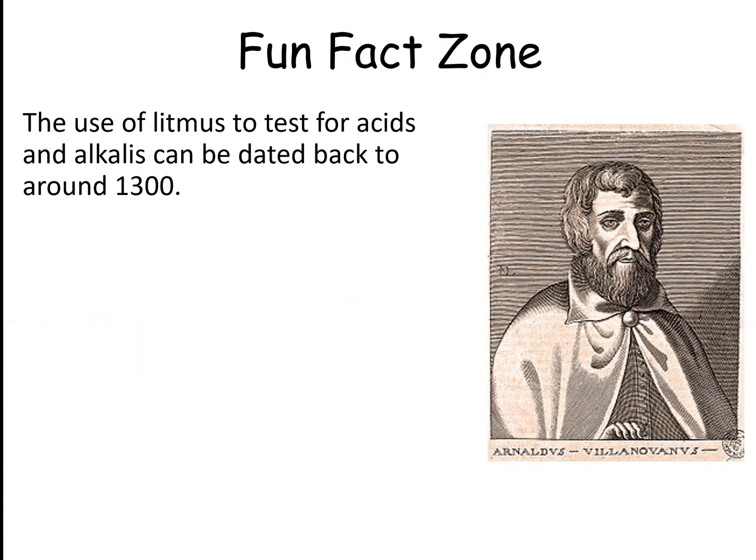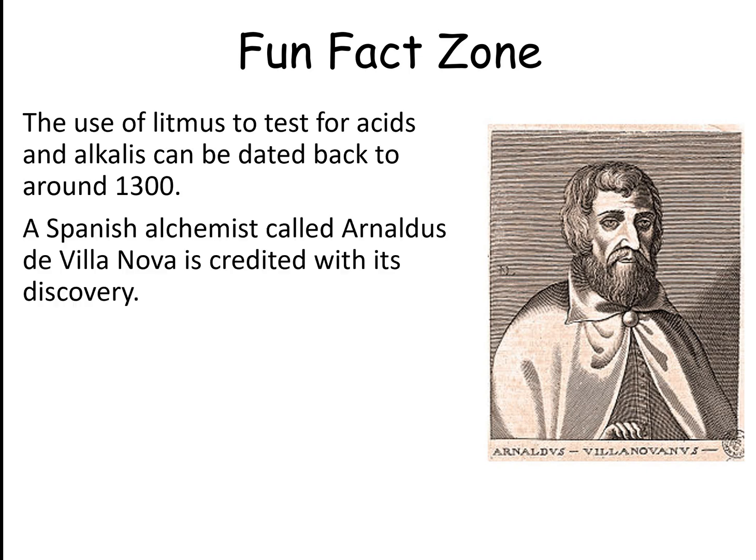So today's fun fact zone is that the use of litmus to test for acids and alkalis can be dated back to around 1300. That is a very long time ago. A Spanish alchemist called Arnaldus de Villanova is credited with its discovery. Now you'll notice that I've put alchemist here, not chemist. This was a change in name. So back in the day, scientists were often called alchemists. And they were very interested in how to turn substances into gold.